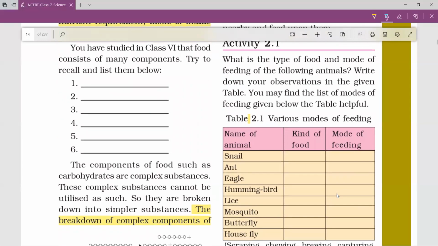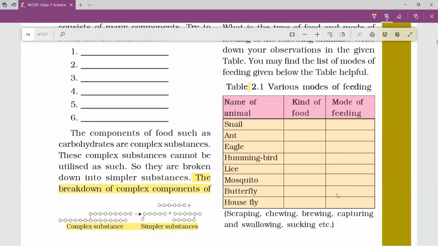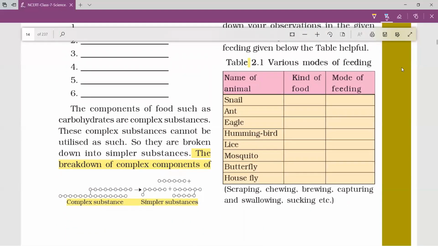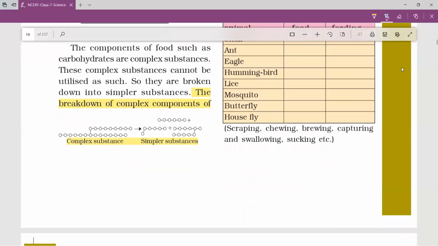Here you will see one table is given. It shows how different animals take their food. You have to fill that up whenever you get your textbook. Mosquitoes suck food. Butterflies also suck food. An eagle catches the prey and eats.